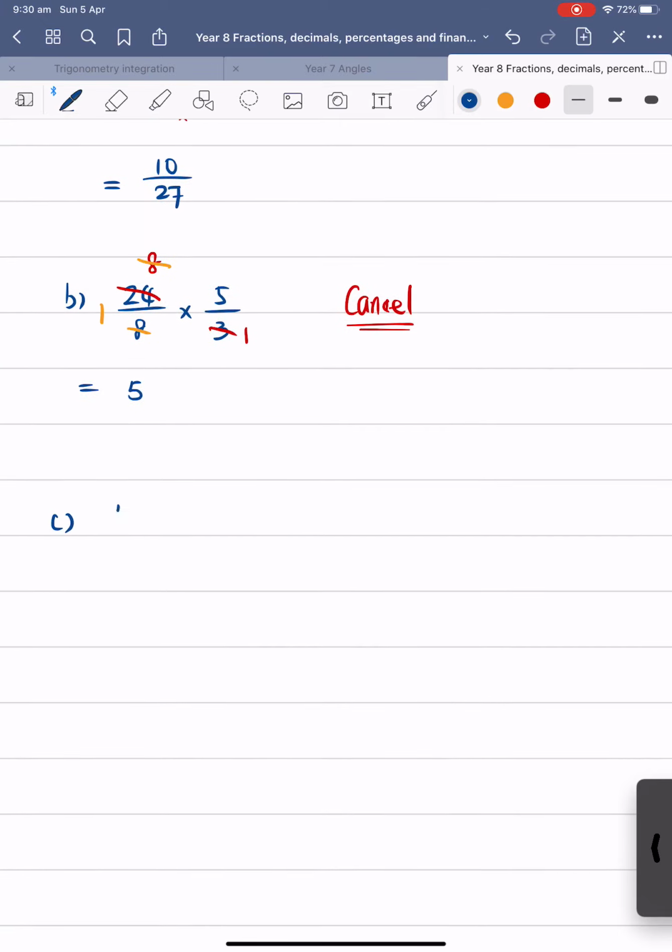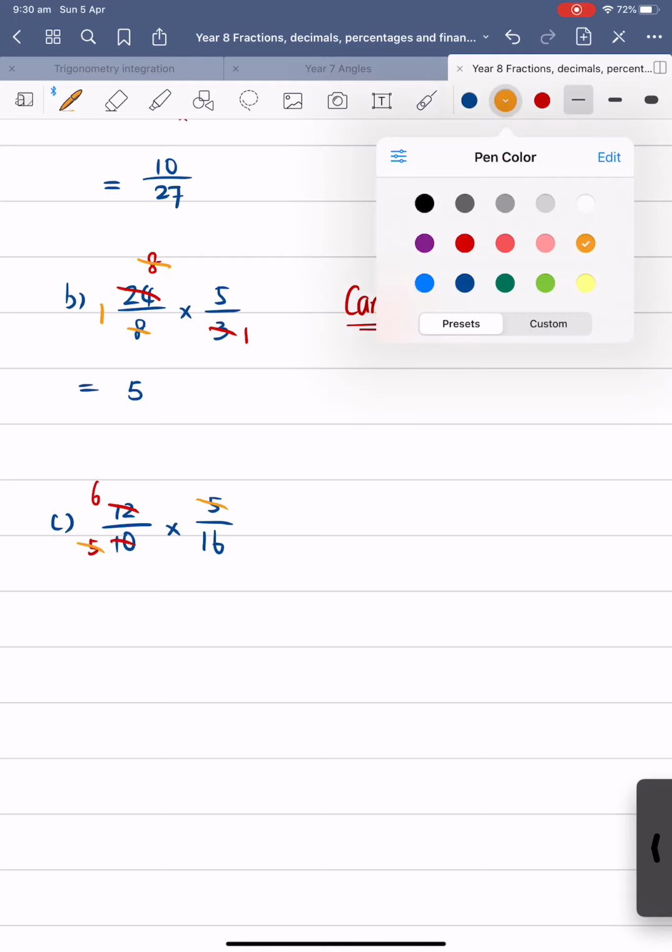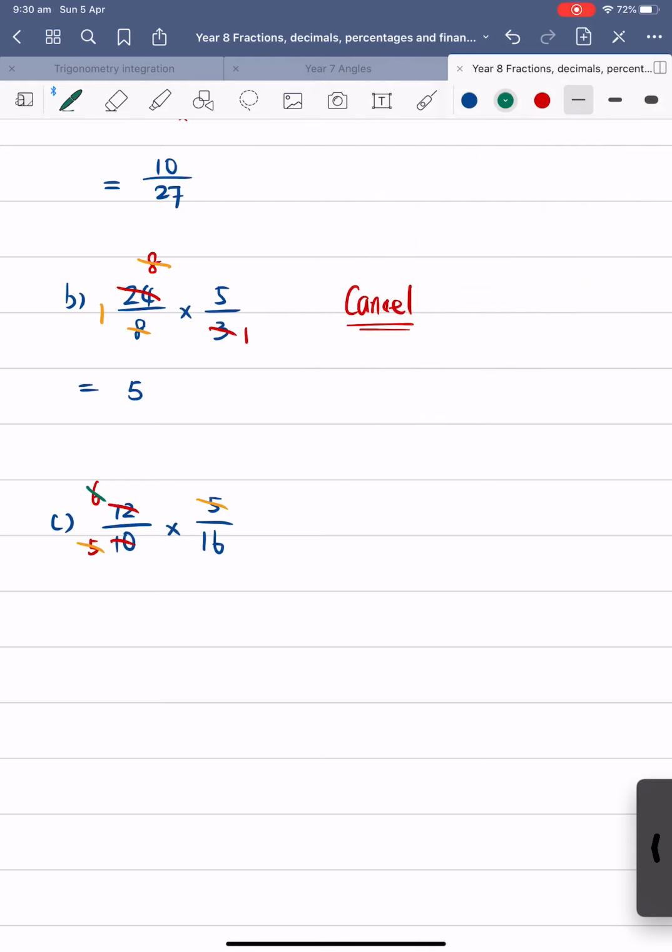All right, have a look at another one. 12 over 10 times 5 over 16. Let's cancel the terms before we multiply. 12 and 10, I can cancel these two by dividing both top and bottom by 2. So now that gives you 6 and 5. Then I can cancel the 5 and 5 here because that's diagonal. And then I can keep simplifying. So that's 16 and 6. I can simplify that into 3 and 8. So now the final answer is 3 over 8. That's the simplest answer.